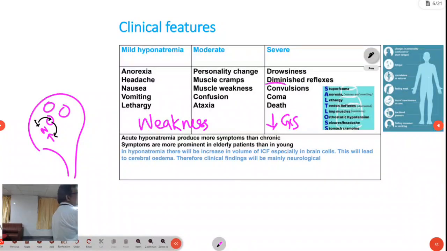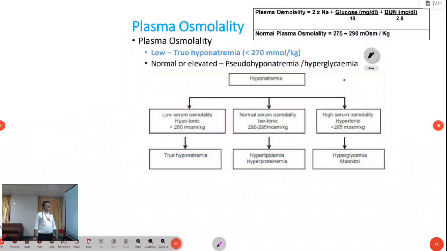and convulsions. So three things you should remember. Lethargy or weakness is the main feature, then low GCS and convulsions.